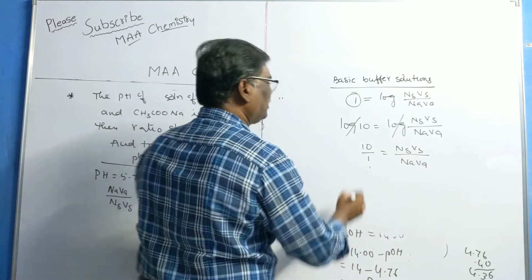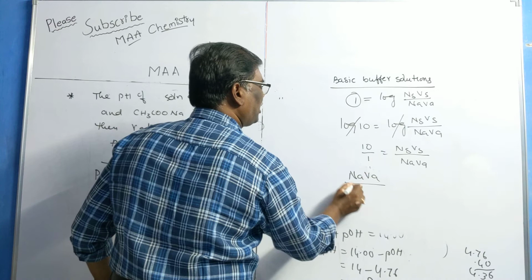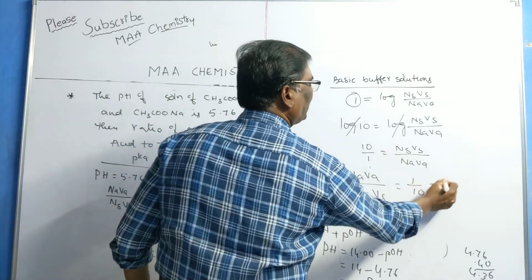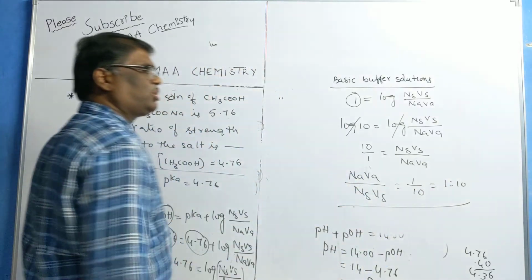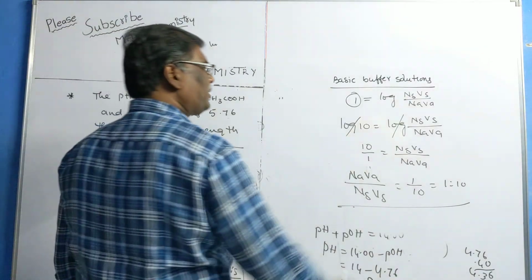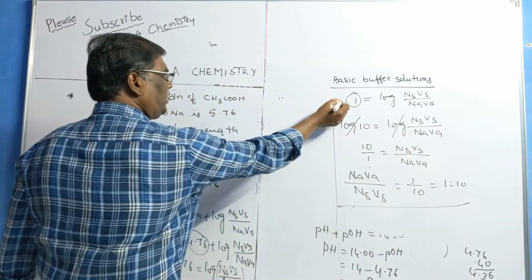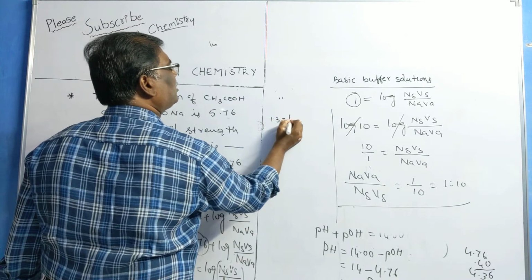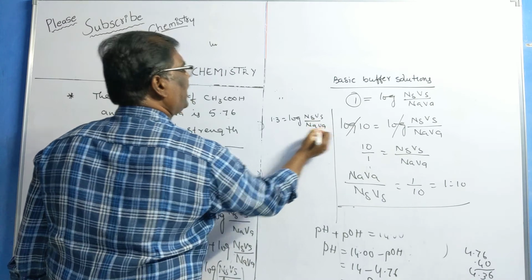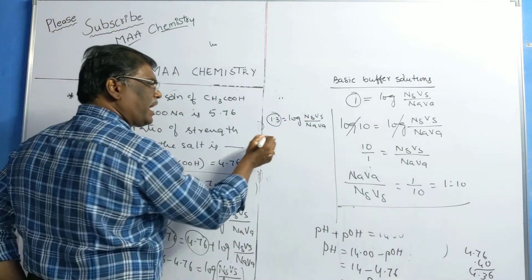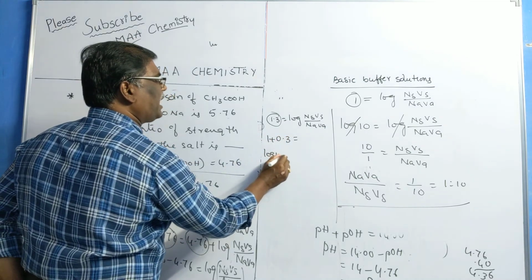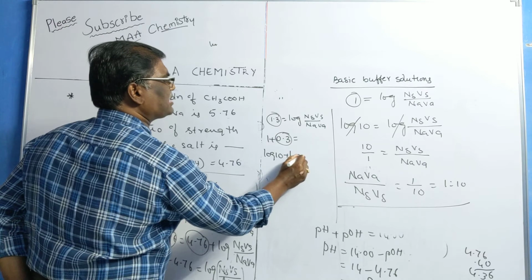But you are asked the ratio of acid to the salt. So acid to the salt is reversed. Then 1 by 10, or 1 is to 10, is the ratio of the acid to the salt we have. Sometimes, if we get 1.3 equal to log of strength of salt by strength of acid, then 1.3 can be written as 1 plus 0.3. 1 can be written as log 10 and 0.3 can be written as log 2.